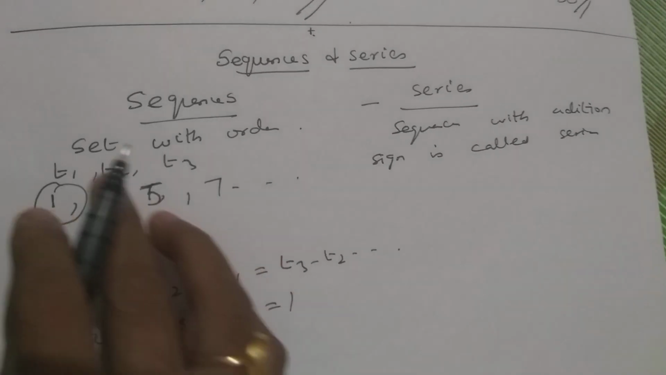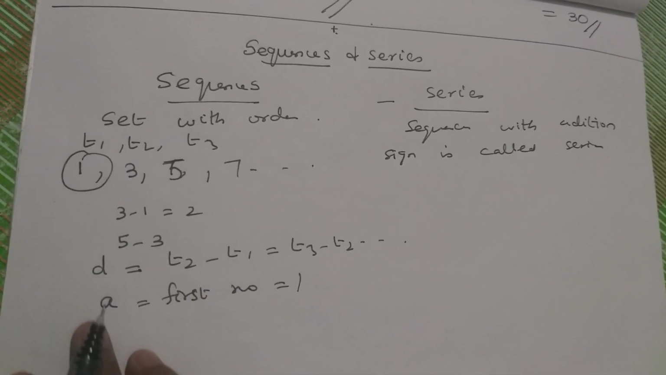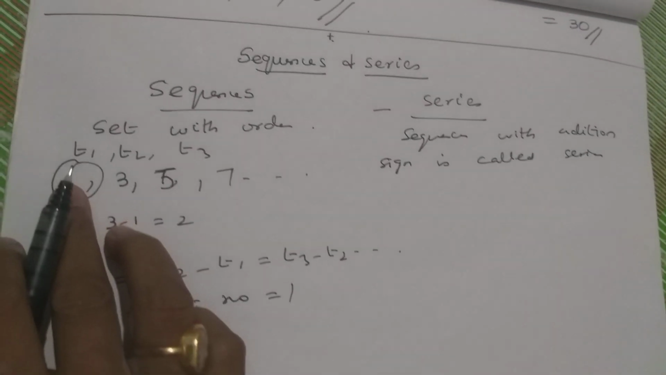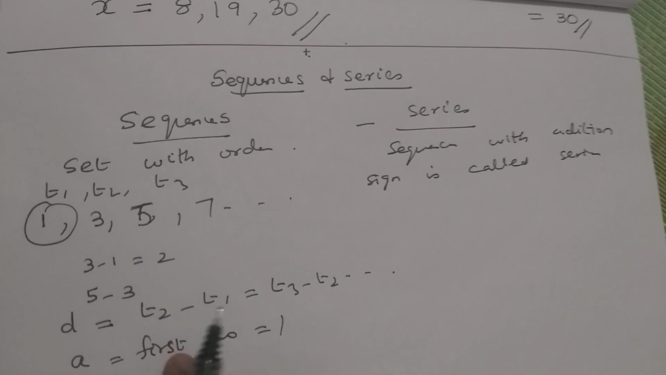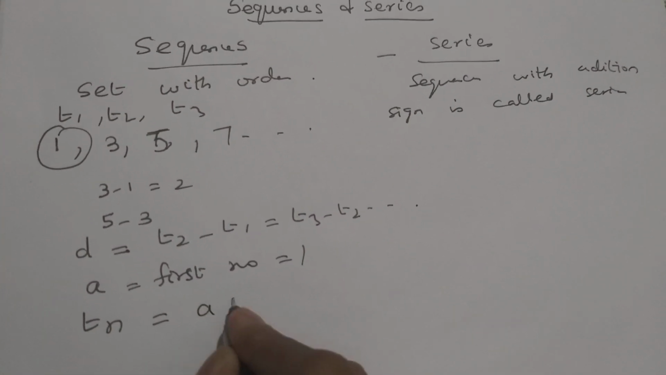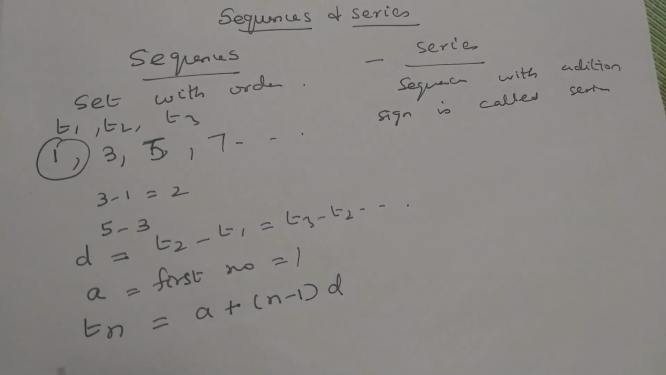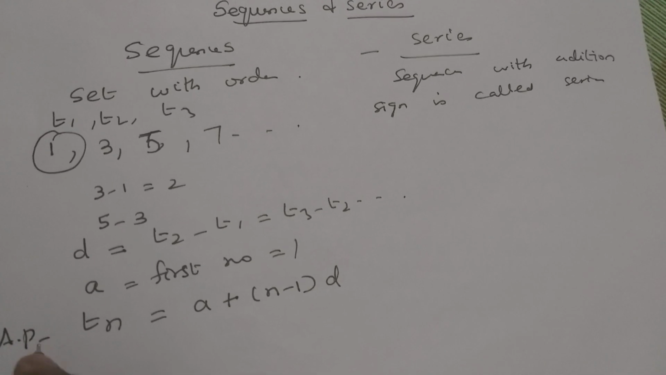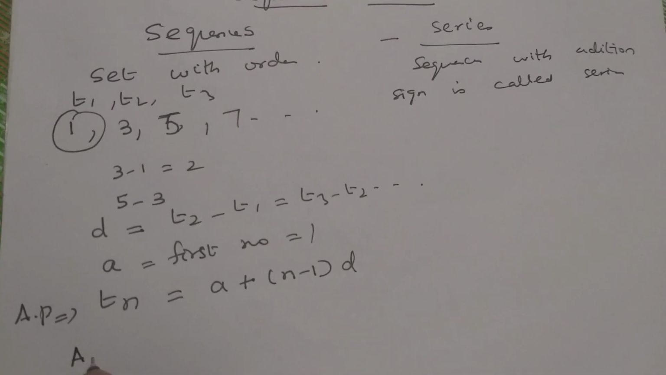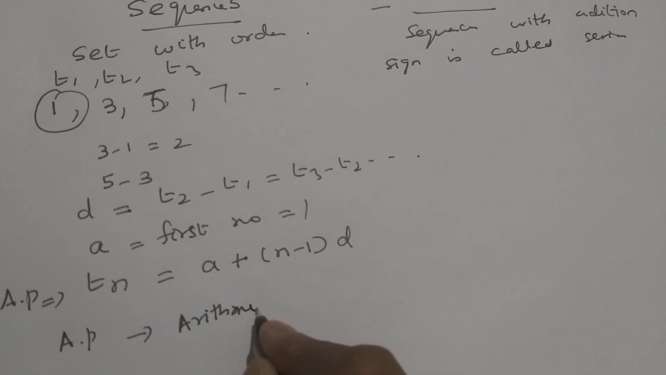So here the difference D is 2, and A is the first number, 1. Here the formula is Tn equal to A plus n minus 1 into D. This is the formula for an AP to find the terms. What is AP? AP means arithmetic progression.